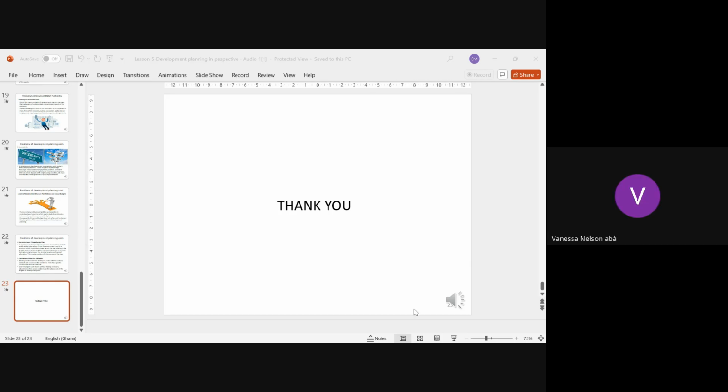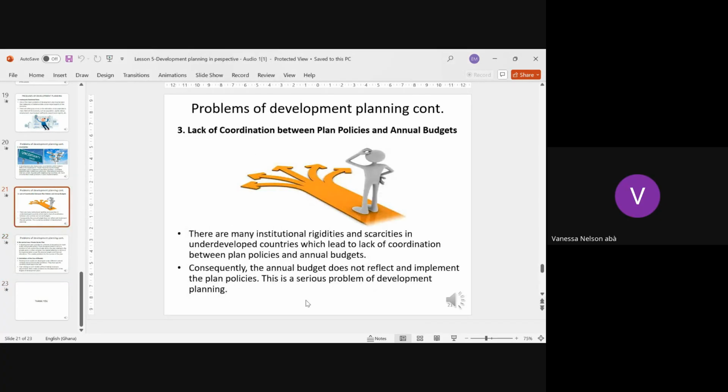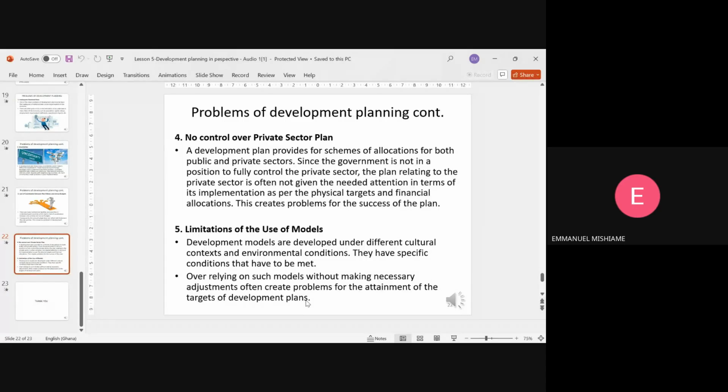Hello, Doc. Yes, Vanessa. Please, point 4. The point 4, I also disagree. Point 4 under what? The last point, concerning the private sector. Okay, proceed. I disagree. No control over private sector plan.